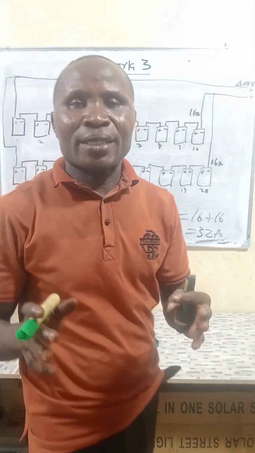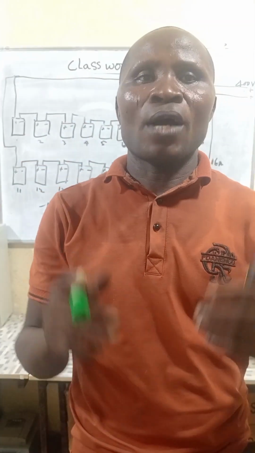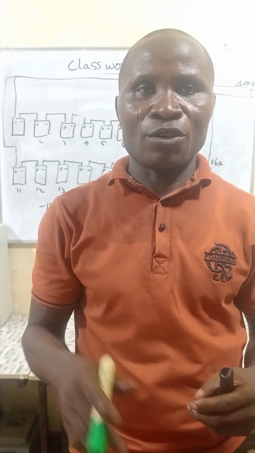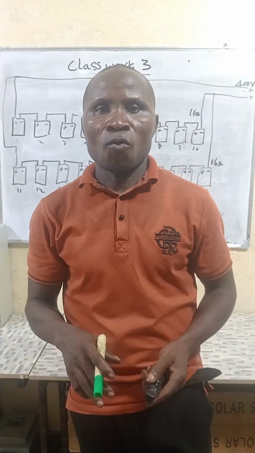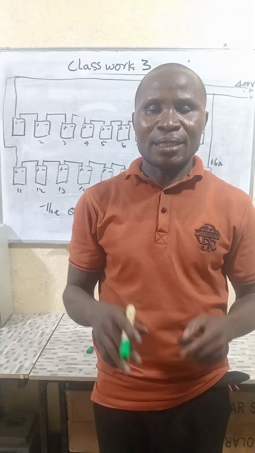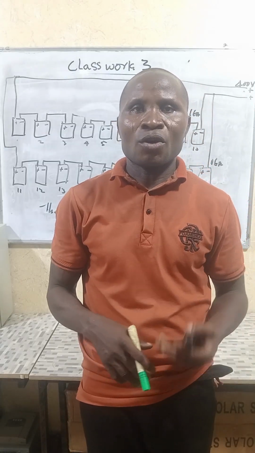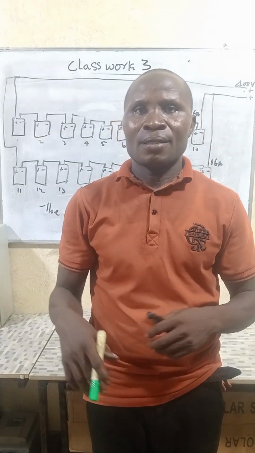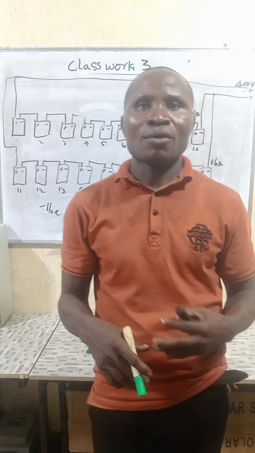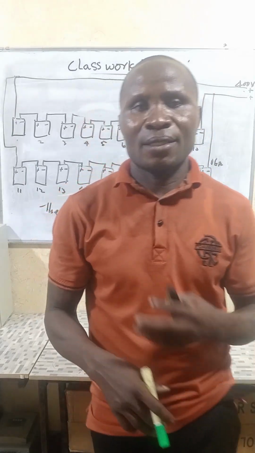The output current is equal to what? 32 amps. In a series connection, voltage adds while current remains the same. And in parallel connections, voltage remains the same while current increases.